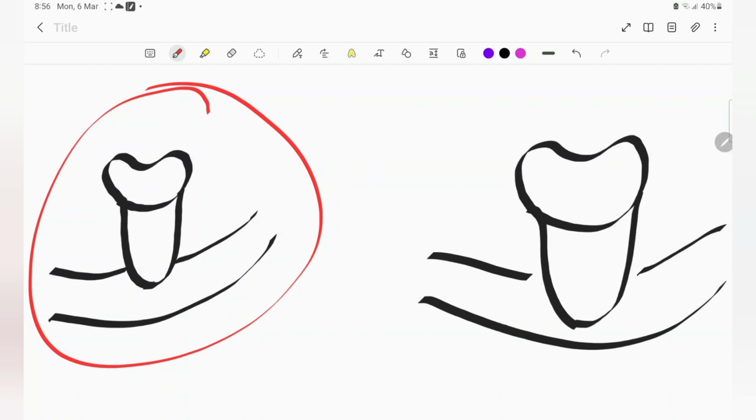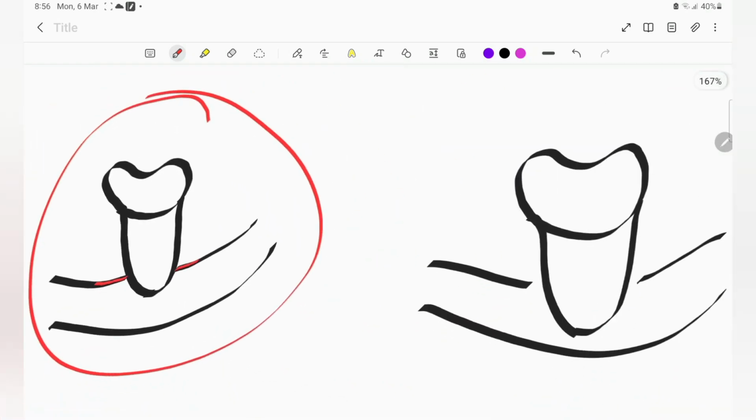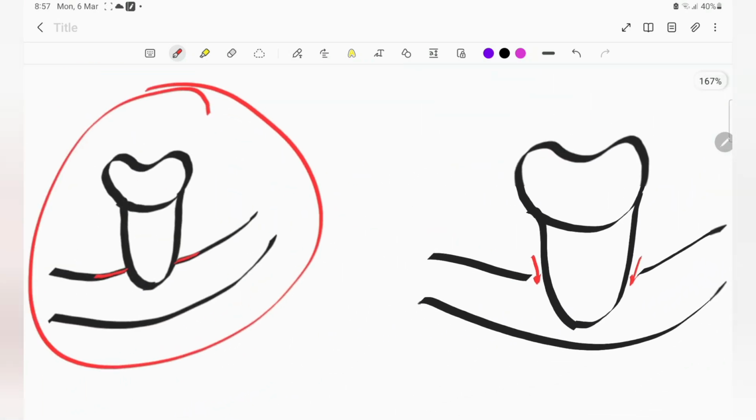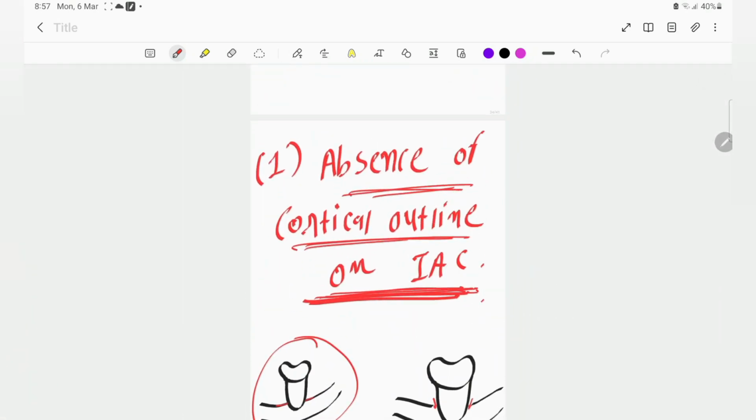What you can see, if the root is just above the inferior alveolar canal, here it is a continuation, right? It is a continuation. But if it is absent there, then you can see there is a space present, right? That's why it is called absence. Absence of cortical outline on the inferior alveolar canal.